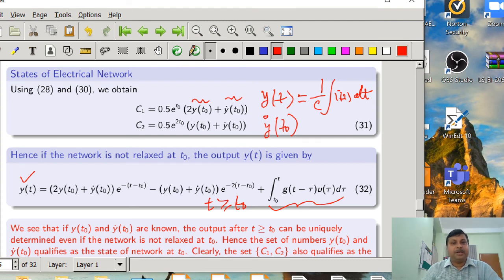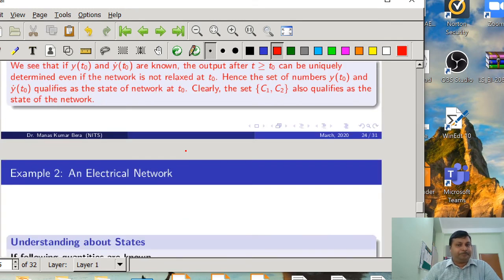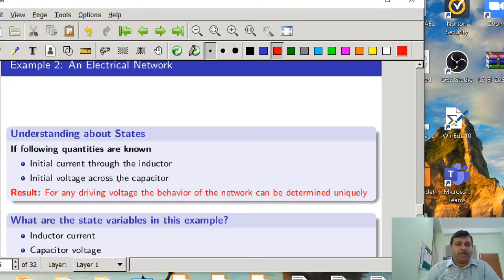But one thing has been clear from this analysis: to know the system output completely for t greater than or equal to t0, we observe that for this dynamical system, like an electrical network, the voltage and current in the network are required to be known, and they will qualify as state variables of the network. So that's why, given the initial current through the inductor and initial voltage across the capacitor, for any driving voltage the behavior of the network can be determined uniquely if we know these two quantities.